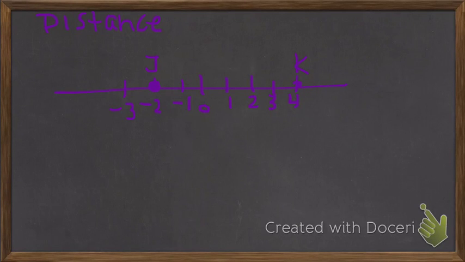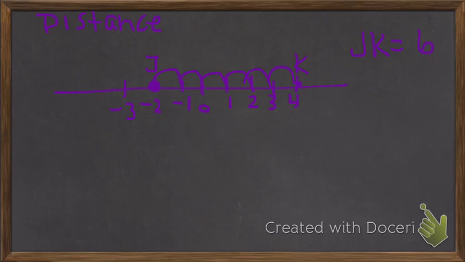Okay, distance. We want to find the distance from J to K. We can count, right? I'll count the hops. 1, 2, 3, 4, 5. It's 6 units. So we would say JK equals 6.